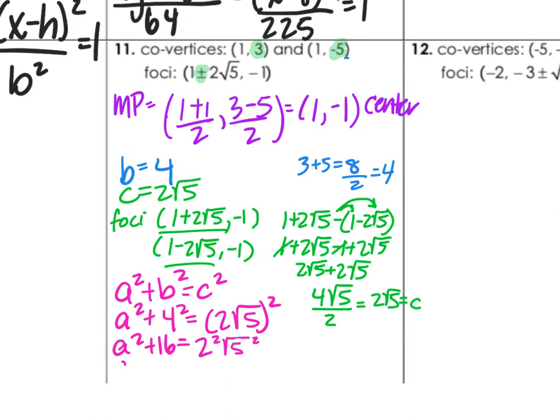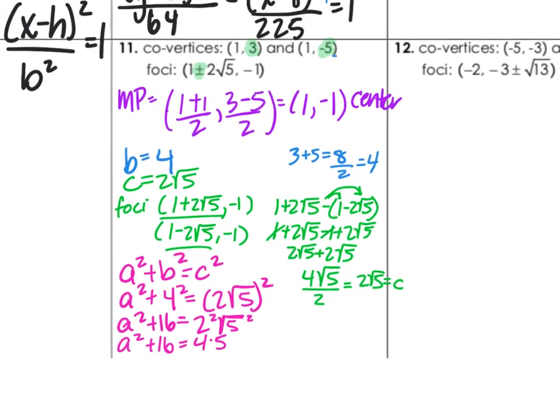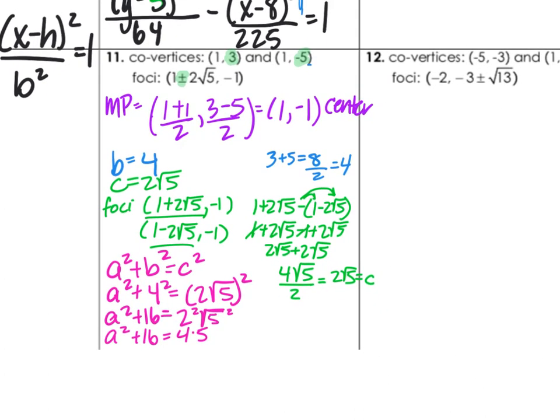We can reduce this to become a squared plus 16 equals 2 squared, which is 4. The square root and the exponent of 2 will cancel. And then this will reduce to become a squared plus 16 equals 20. We can subtract 16 from both sides so that a squared equals 4. And we can leave it there.